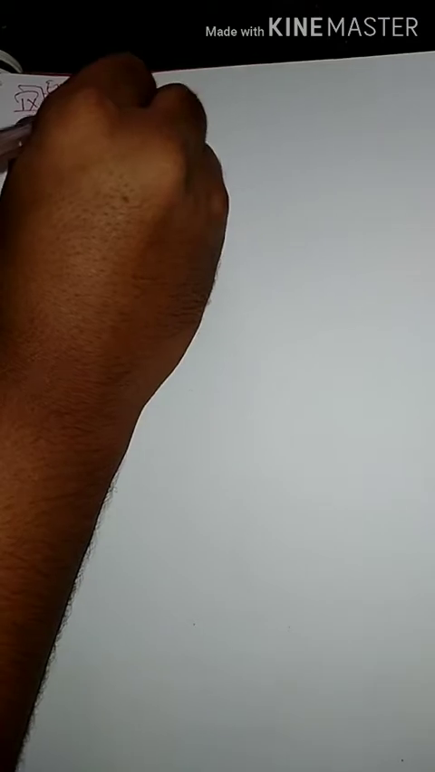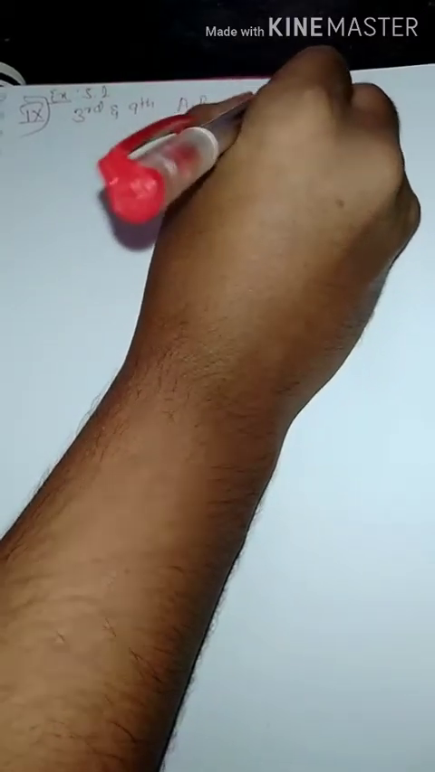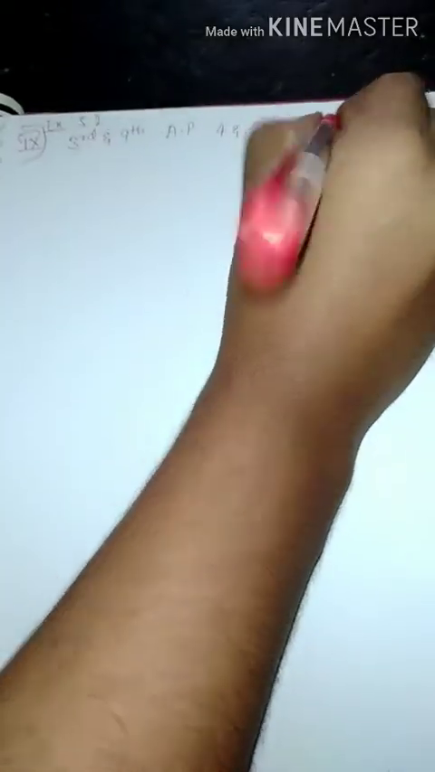And next, exercise number 5.2, 9th example. The 9th example is: if the third and 9th terms of an AP are 4 and minus 8 respectively, which term of this AP is 0? Once again I will repeat the question. If the third and 9th terms of an AP are 4 and minus 8 respectively, which term of the AP is 0? Which term is 0 is the question.